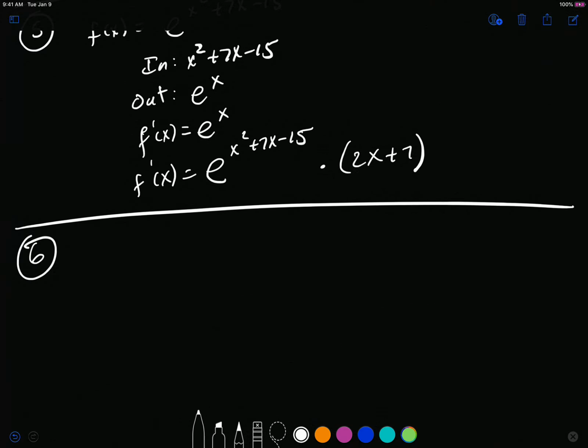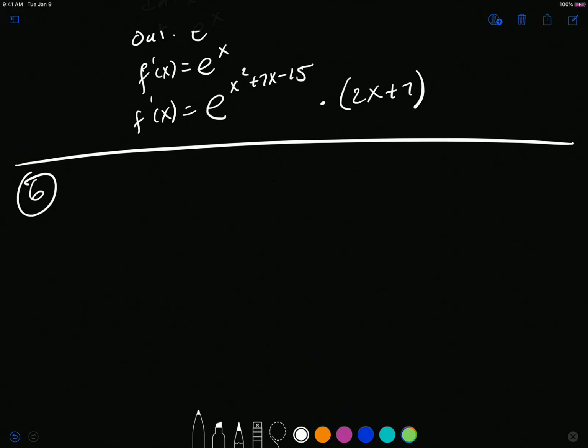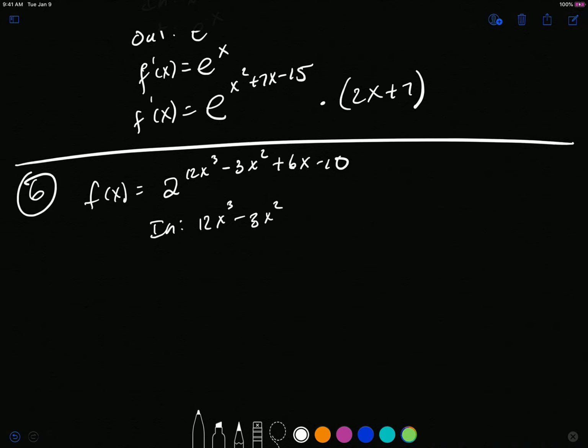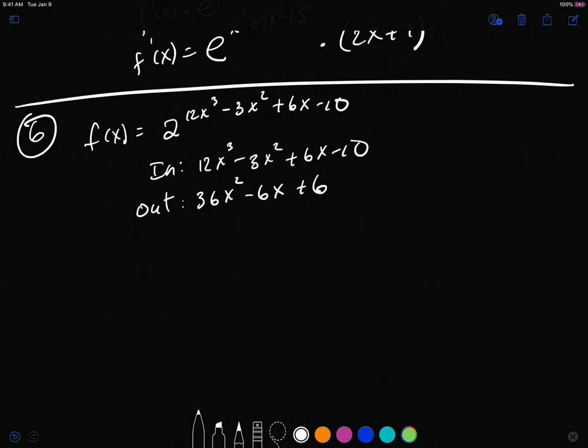Number 6 is like number 5. I have f of x equals 2 raised to the 12x cubed minus 3x squared plus 6x minus 10. The inside function is long, but not difficult. 12x cubed minus 3x squared plus 6x minus 10. The derivative of the inside function is 36x squared minus 6x plus 6. That's a lot of 6's right there.